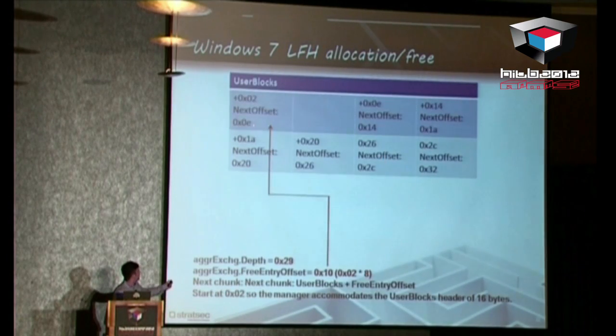Then if we have a free, it will work out what the next offset for that is, and write it into here, and reset the free entry offset. And that, in fact, is one of the ways we're going to exploit it a bit later on. So we'll look at that exactly.